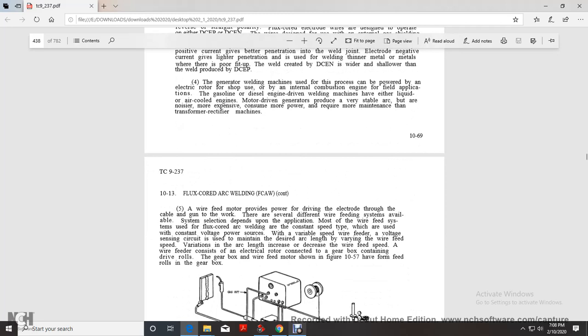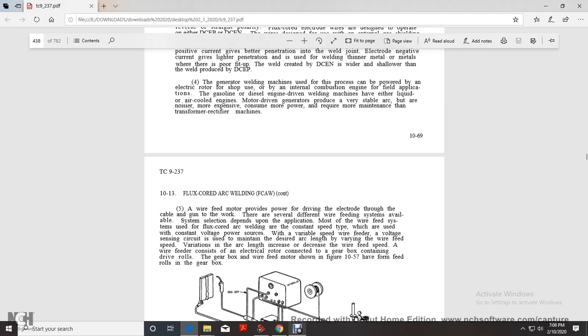Alright, a wire feed motor drives the electrode through the cable and gun to the work. There are several different wire feeding systems available. The system selection depends upon the application. Most wire feed systems for flux core arc welding use the constant speed type with a constant voltage power source, or the variable speed wire feeder with a voltage sensing circuit that maintains the desired arc length, with the wire feed speed varying with the variation in arc length.